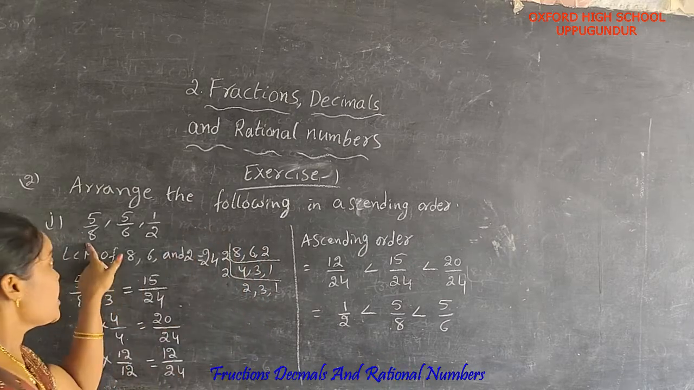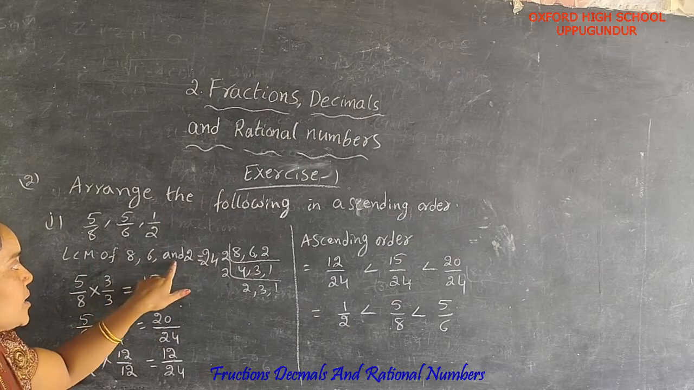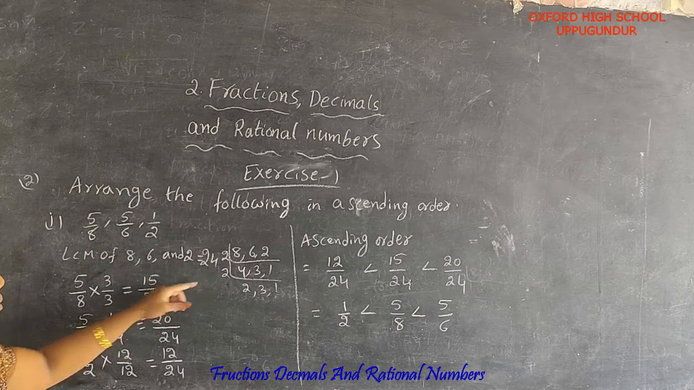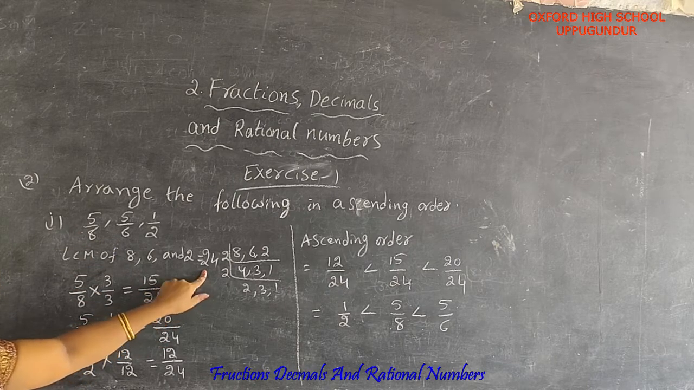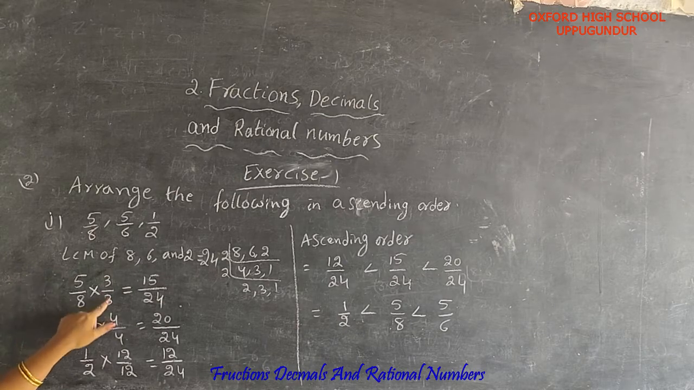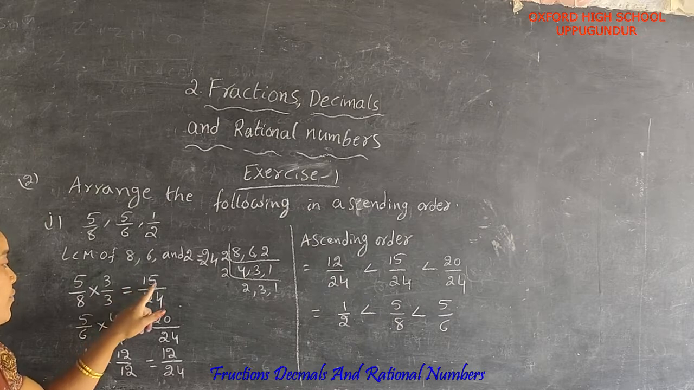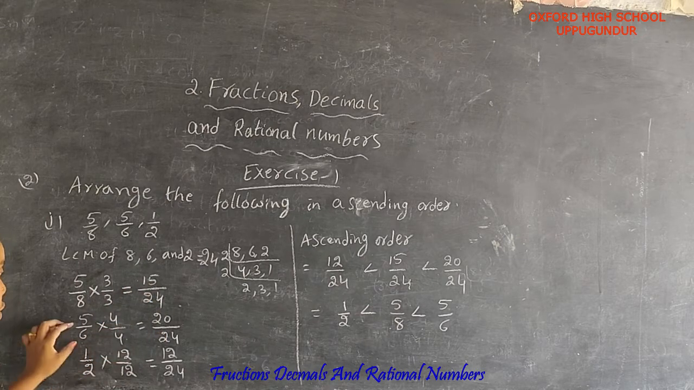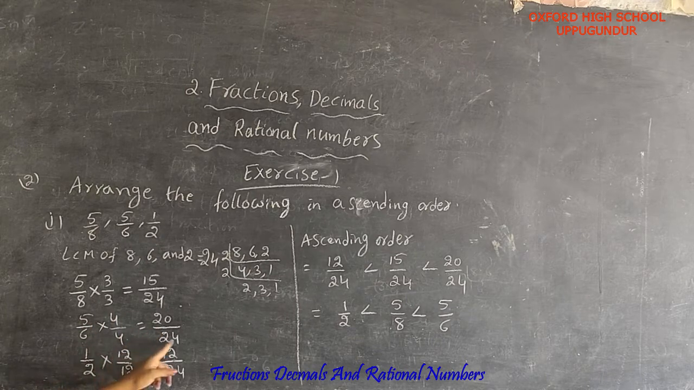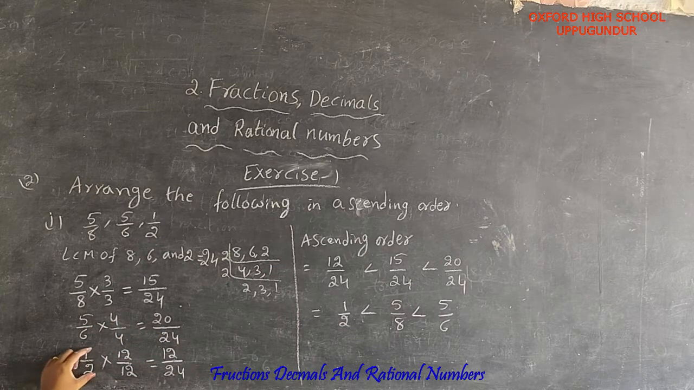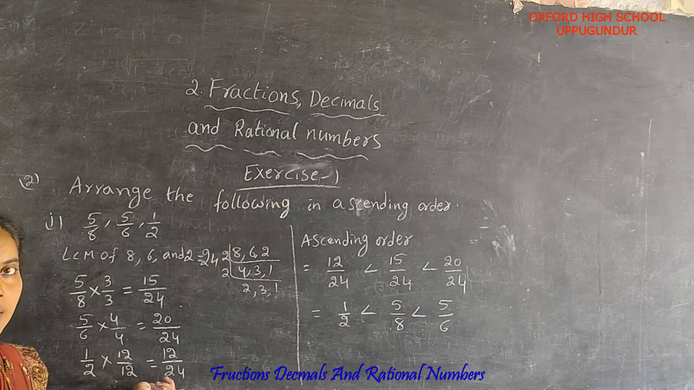Once again, see, first of all we find the LCM. The LCM of 8, 6 and 2 is 24. We convert the denominators to 24, because the LCM is 24. That's why 5/8 into 3/3 equals 5 threes are 15 over 8 threes are 24. 5/6 into 4/4: 5 fours are 20 over 6 fours are 24. 1/2 into 12/12: 1 into 12, 12 over 2 twelves are 24.